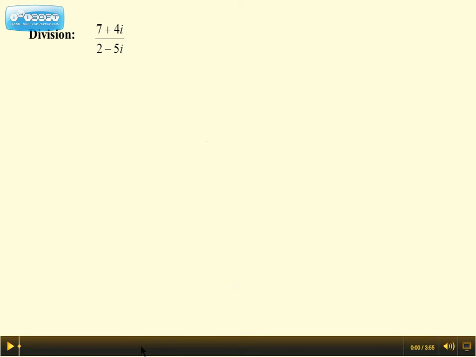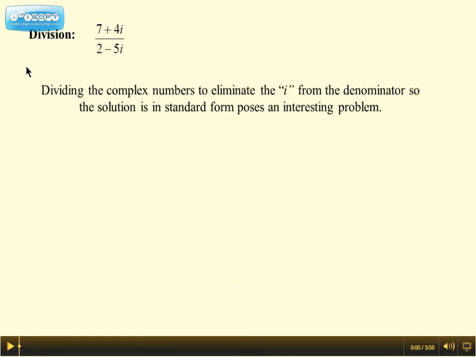Let's now look at a division problem. Our example is 7 plus 4i divided by 2 minus 5i. Recalling that we like to write complex numbers in standard form, we must eliminate this i in the denominator. So eliminating the i from the denominator poses an interesting problem.